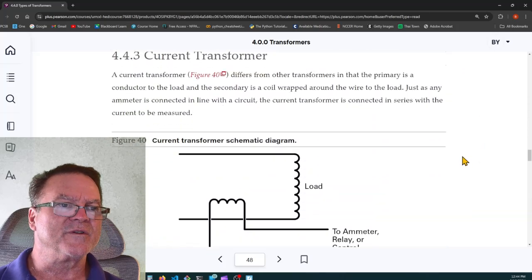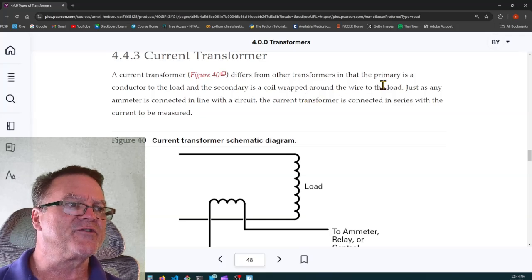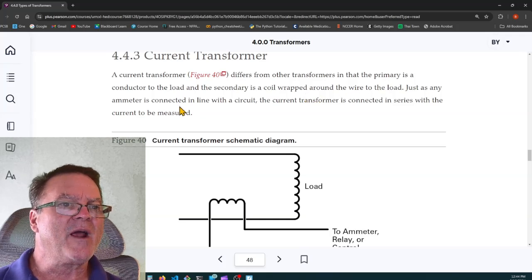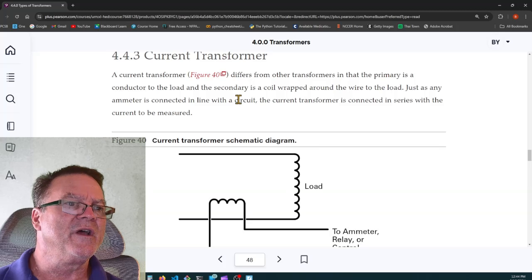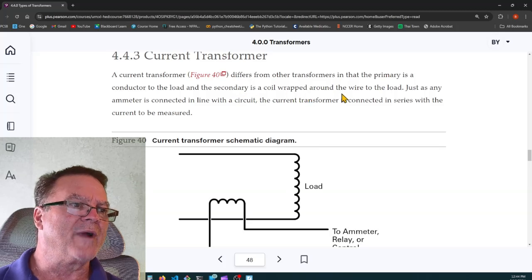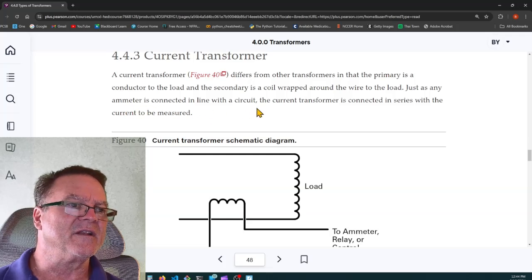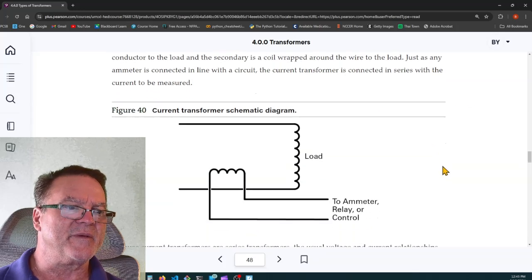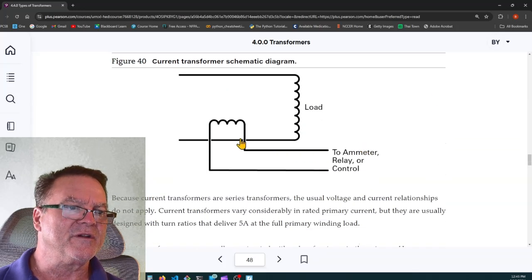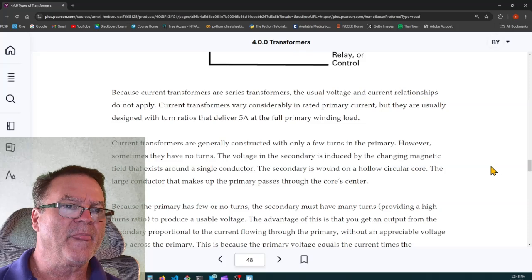Current transformers. A current transformer differs from other transformers in that the primary is a conductor to the load and the secondary is a coil wrapped around the wire to the load. Just as any ammeter is connected in line with a circuit, a current transformer is connected in series with the current to be measured. So here's a current transformer, and it's to an ammeter, relay, or a controller.